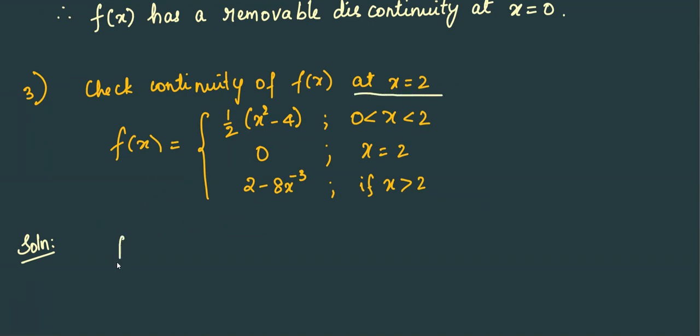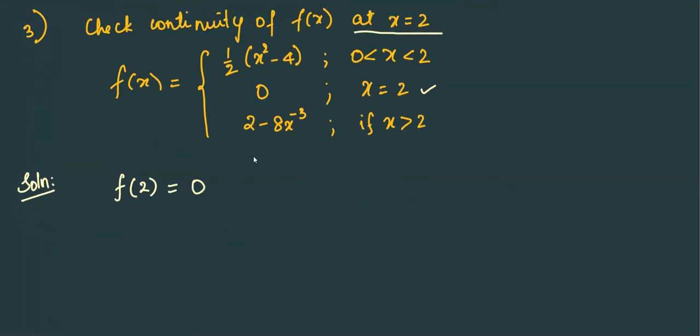So first thing, function value at 2. At x equal to 2, function value is 0. Okay. Yes, sir. Next.